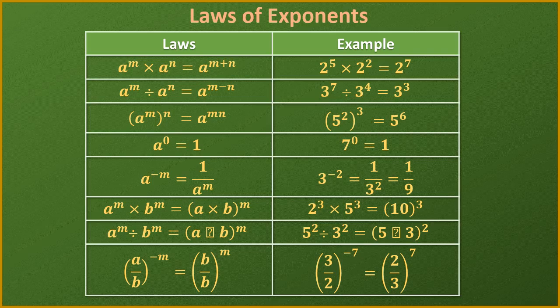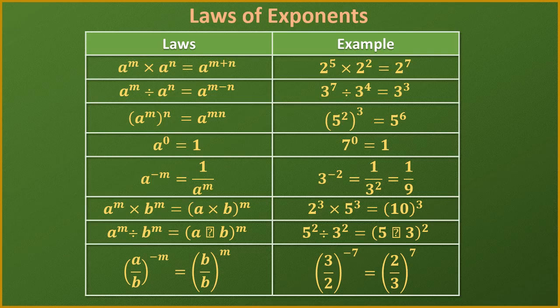Same way, if the two different bases are given in division and they have the same power, then we can write the bases in division and put the whole power on them. As you can see in the example, 5 to the power 2 divided by 3 to the power 2. So 5 and 3 I wrote in division and their whole power I wrote as 2. Okay, simply you can say that I have taken the power common from both the terms.